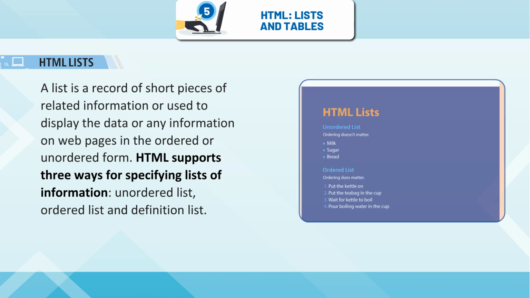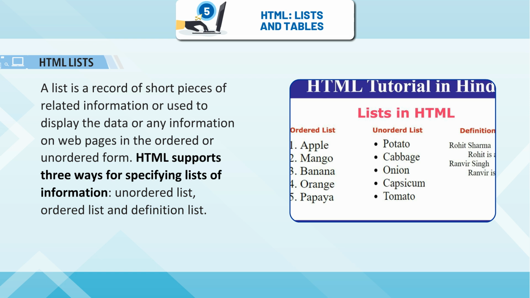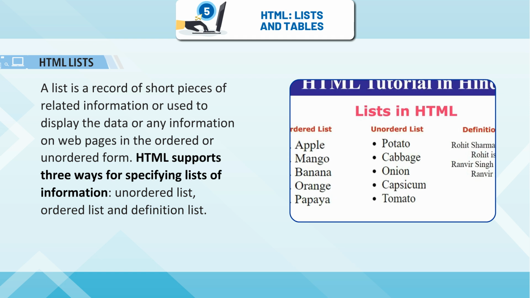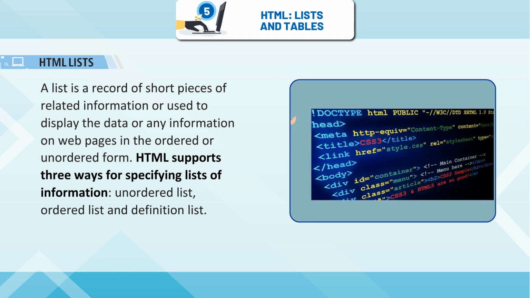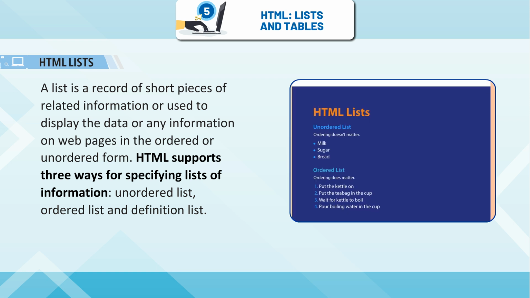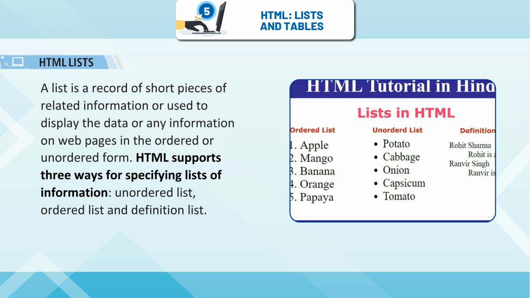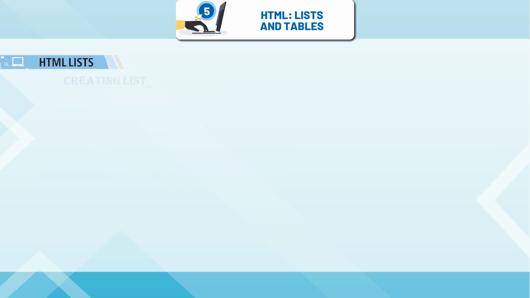HTML lists. A list is a record of short pieces of related information, used to display data or any information on web pages in ordered or unordered form. HTML supports 3 ways of specifying lists of information: unordered list, ordered list, and definition list.